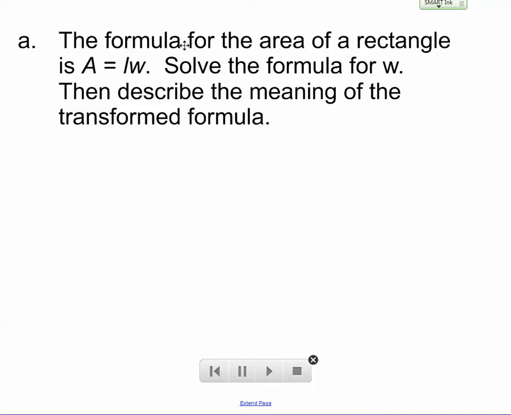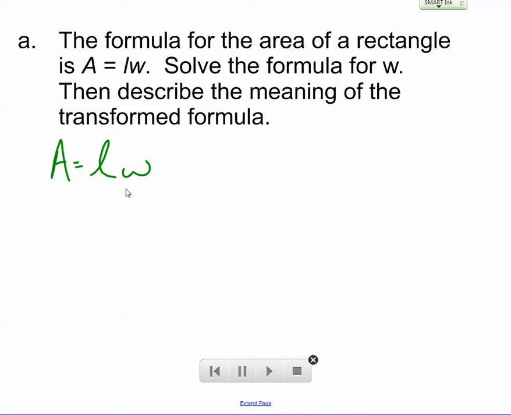So here we're given the formula for the area of a triangle, which is area equals length times width. You've heard it as length times width or base times height. It doesn't matter. They're asking us to solve this formula for W and then describe the meaning of the transformed formula. Okay, so let's start off with A equals length times width, or A equals L times W. And they want me to solve this for W.